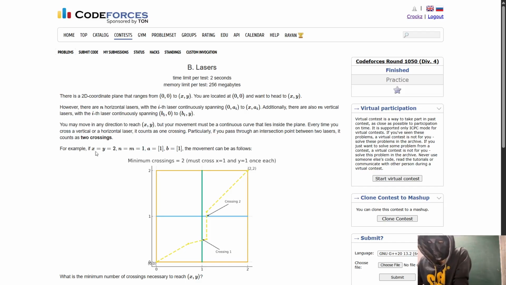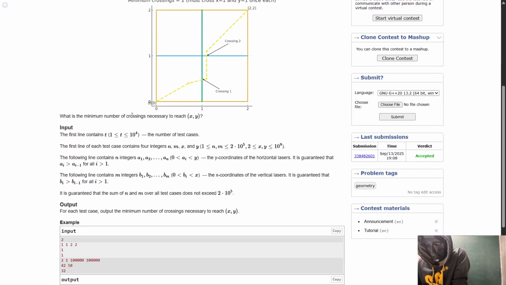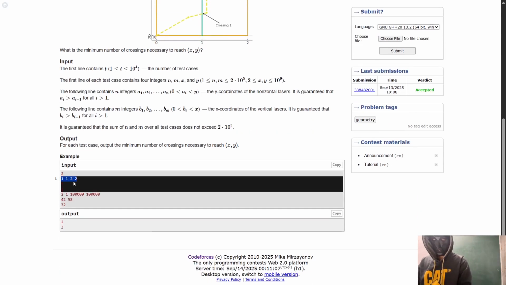For example, x is equal to y is equal to 2, and n and m are both 1. We have one horizontal laser and one vertical laser, and a is basically an array, I'll explain. The movement can be as follows. What is the minimum number of crossings necessary to reach x comma y? Okay, cool, so this is the example.